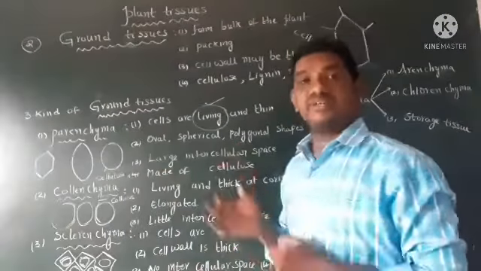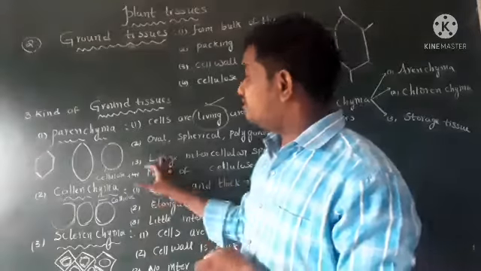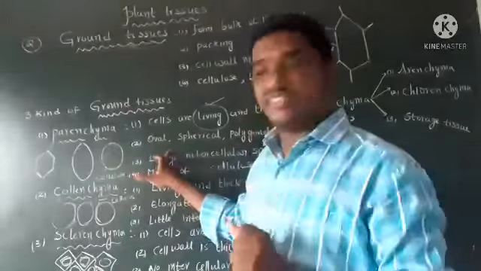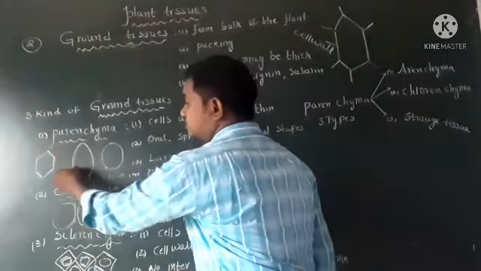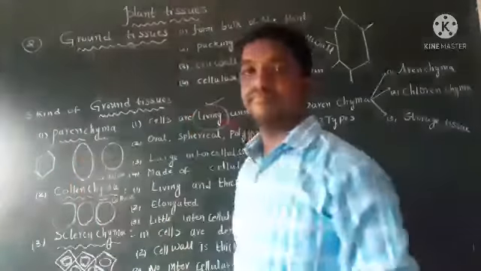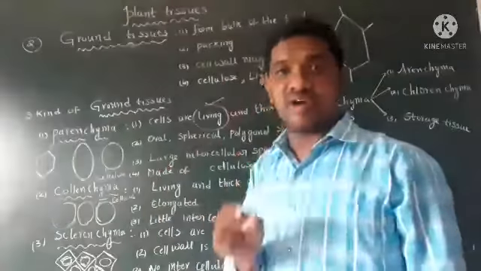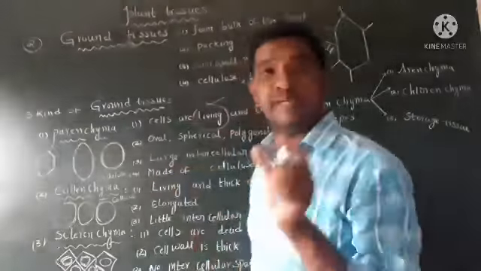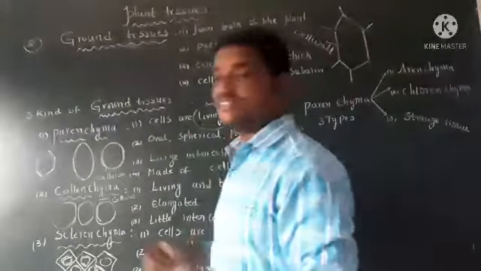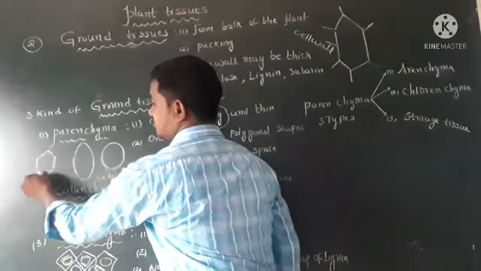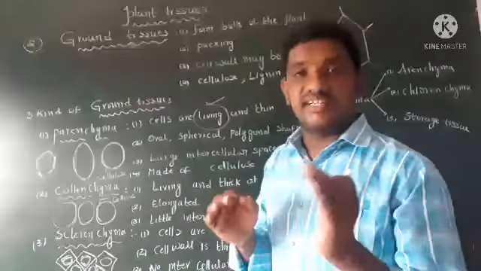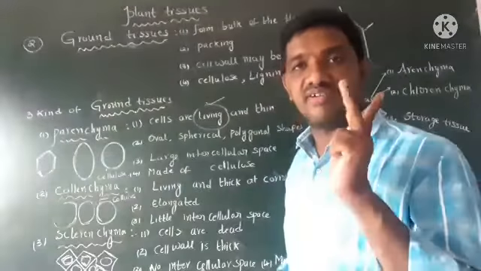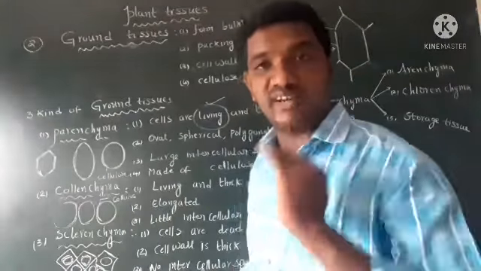Second, the shapes of the cells. First one, oval shape. See, this is the oval shape. Second one is spherical in shape. What is spherical? See, this is round. This is called spherical in shape. Third one, what is polygonal? See, this is polygonal in shape. Cells have different shapes. One is oval, second is spherical, third is polygonal in shape.